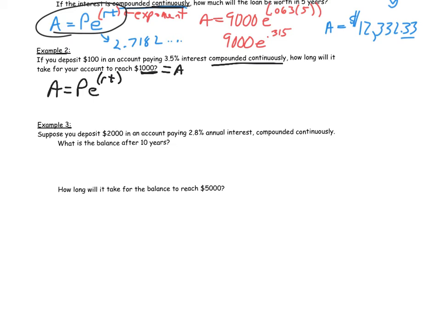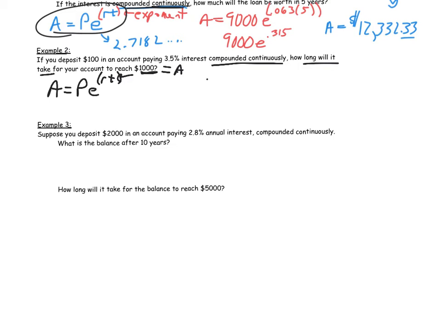So we have to use logarithms to solve this, and I'll explain why in a minute. We want to find time. How long will it take? So T is going to be our exponent. So it's the variable in an exponent, so we're going to have to use logarithms to solve this.